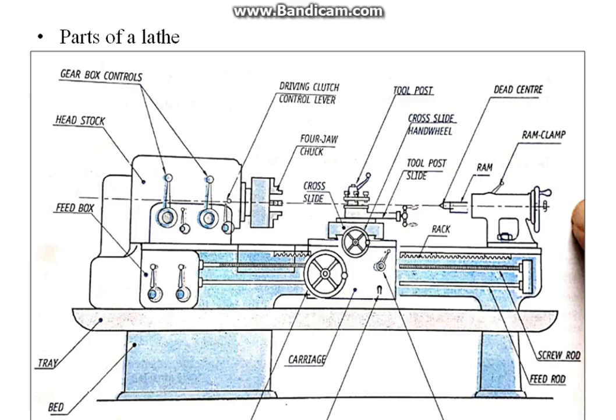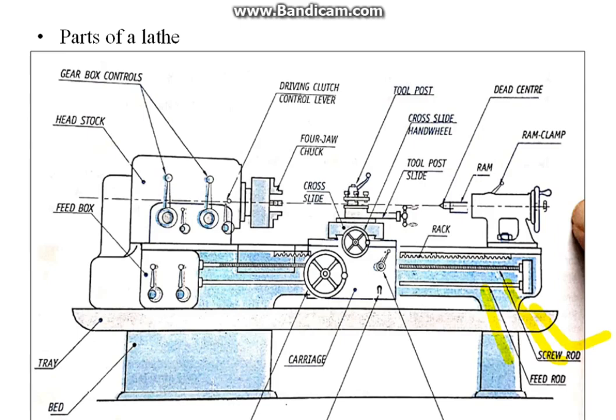Next part is the feed mechanism. Feed mechanism consists of feed rod and lead screw, and a number of gear trains. The gear trains are used to transmit power at various gear ratios, from headstock spindle to feed rod or lead screw.